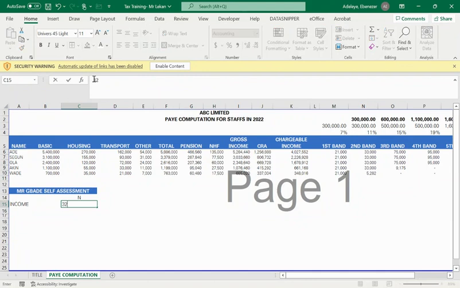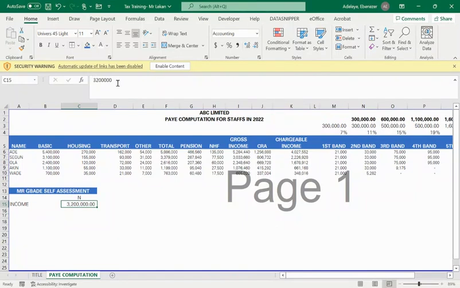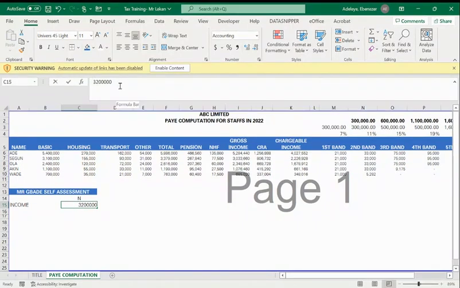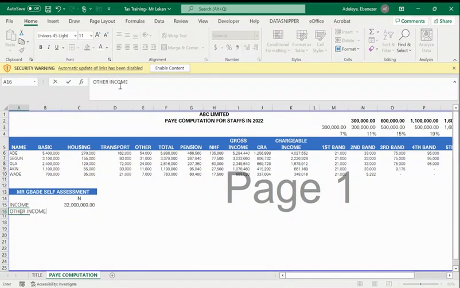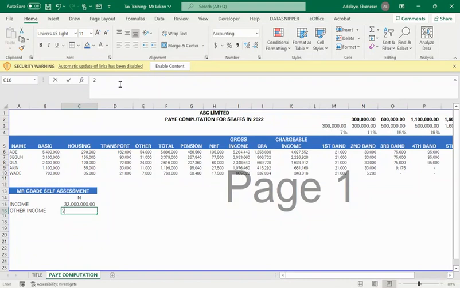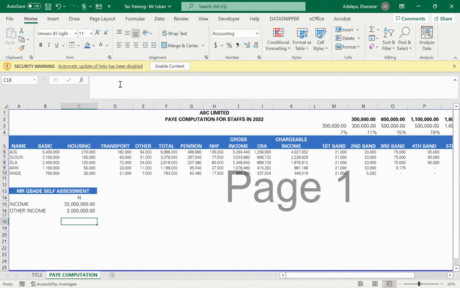Let's say Mr. Gbadi's income is 32 million naira, for instance. And let's say he has some other investments in other places that give him other income, so all of his income has to be added. Let's say that is 2 million naira for the year. So this already gives us our gross income. So I can easily put this and call it gross income.